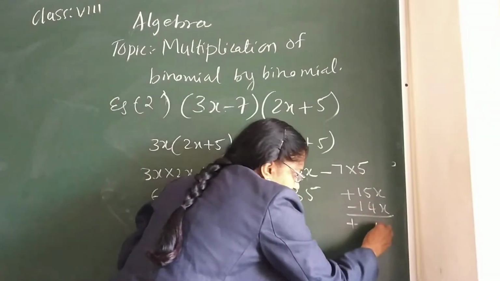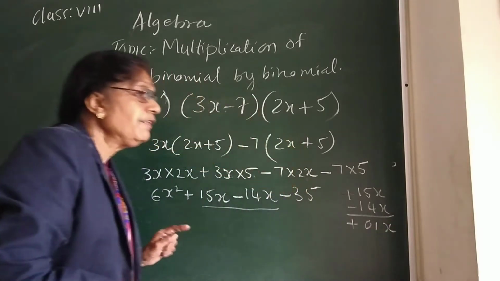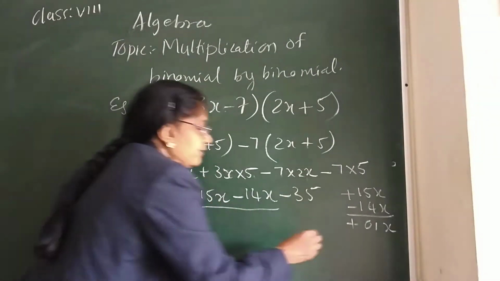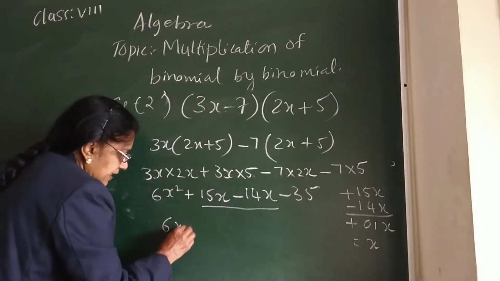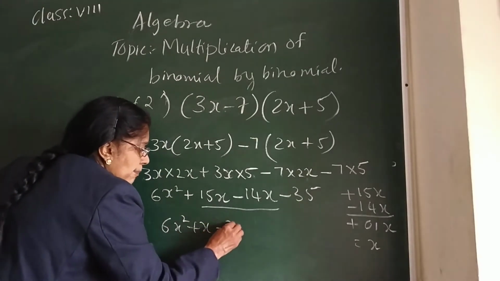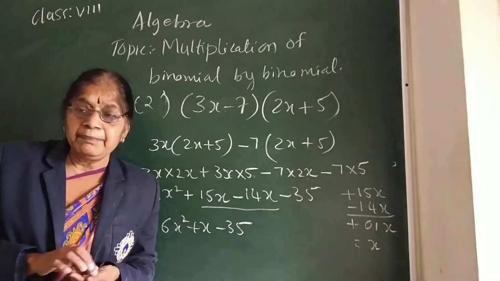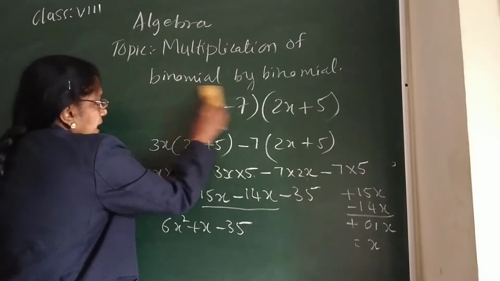5 minus 4 is 1. 1 minus 1 is 0. You got it as 1x. Usually we won't write a 1 before the x because it is understood. So our answer will be x only. So what is it? 6x square plus x minus 35. So you came to know this is how we have to do multiplication of binomial by binomial. Any doubt? Okay.